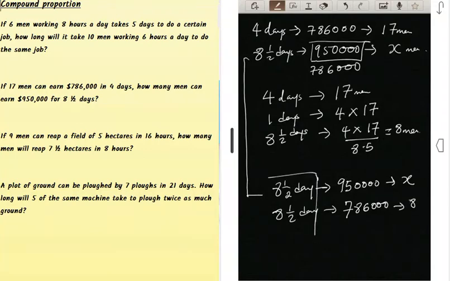Can we see that we've been able to resolve this? We've been able to create a constant value here. We've been able to resolve this to a case of simple proportion or inverse proportion. Okay, so we can solve. So 8 men earn this amount in this condition in 8.5 days. 1 man is going to earn less, isn't it? So since it's earning less, I'm going to divide.